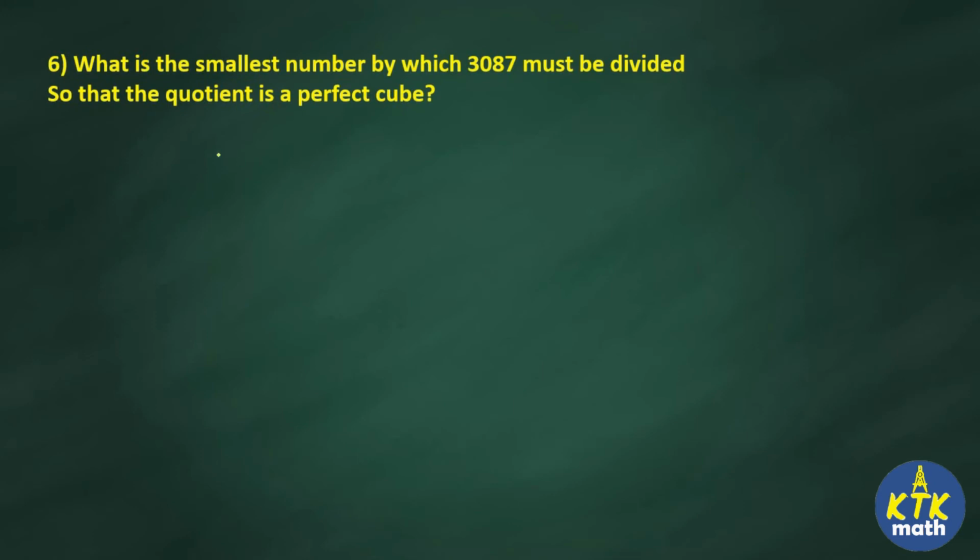Now question number 6. What is the smallest number by which 3087 must be divided so that the quotient is a perfect cube? The question is a very interesting one. We need to divide 3087 by some number to get a cube number. For this I hope you know how to do the prime factorization method. I am going to follow the prime factorization method.